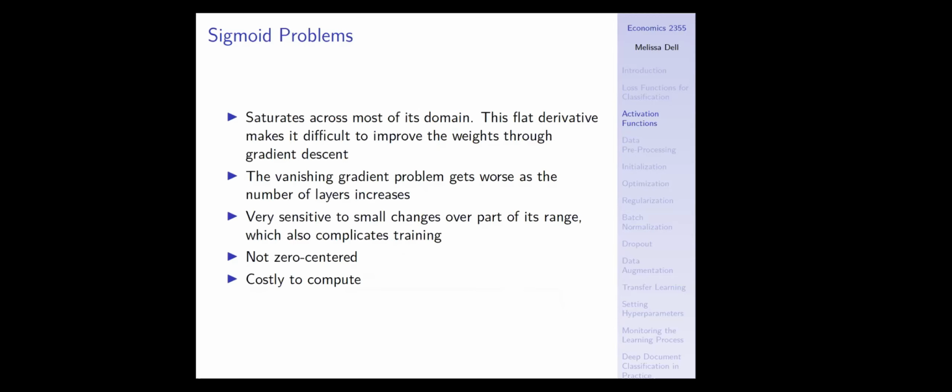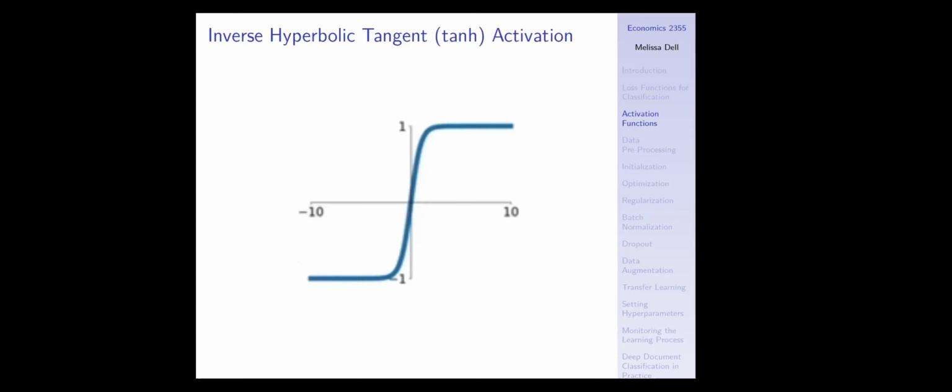And then the final problem is that this is costly to compute. It has an exponential in there. And so it's just going to be very slow, which again is a problem if you're trying to optimize this network with potentially hundreds of millions of parameters.